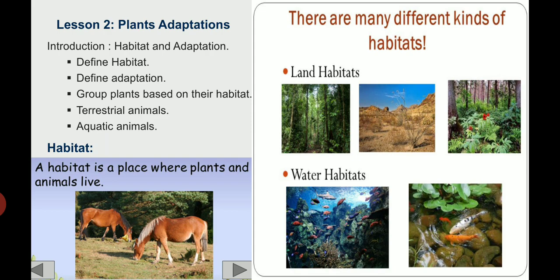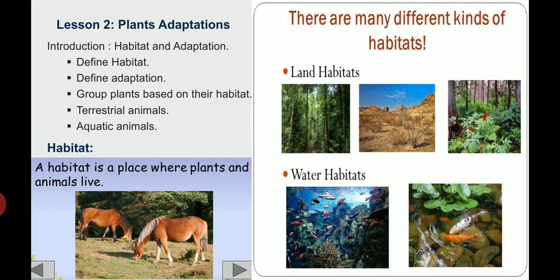The place where an animal or plant usually lives is called a habitat. Now let's see what is called a habitat. Define habitat: a habitat is a place. Habitat, not habit. Habitat is a place where plants and animals live. That is called habitat.